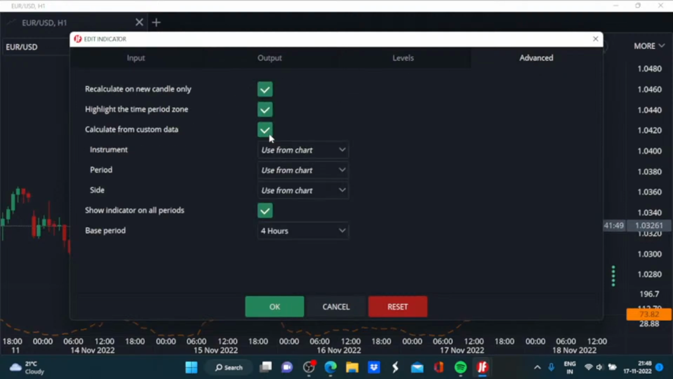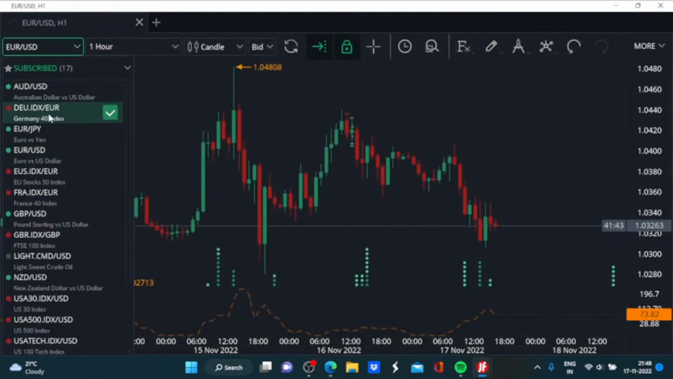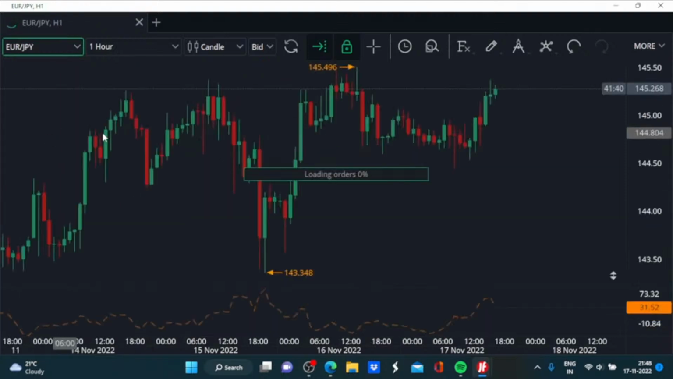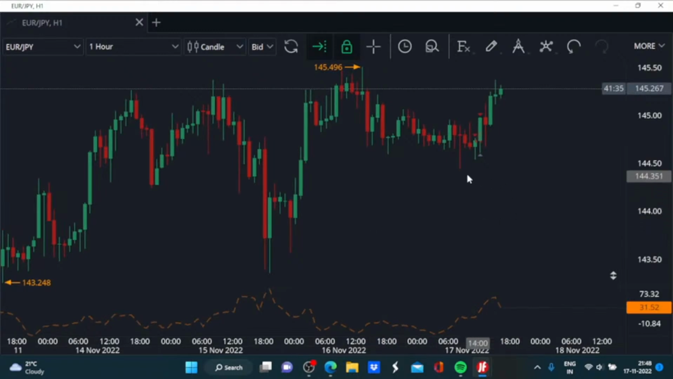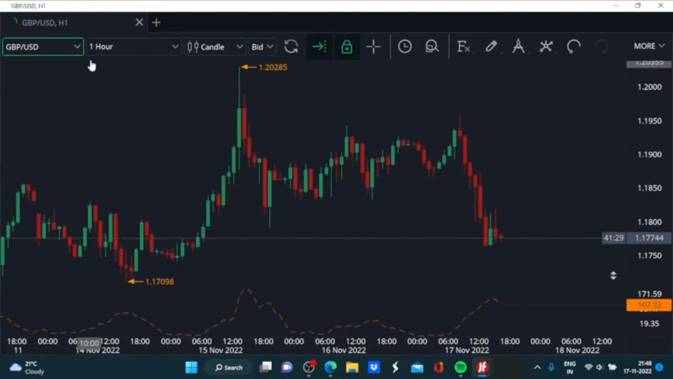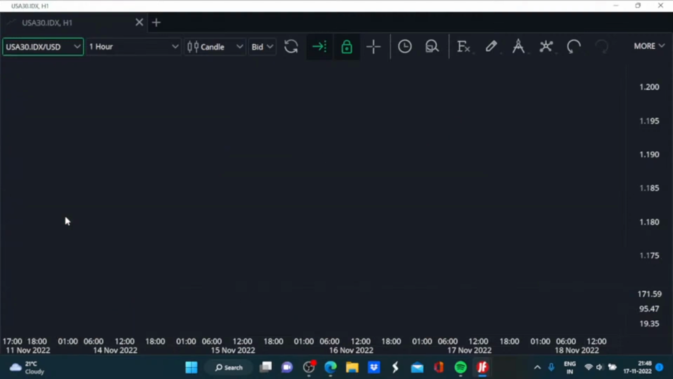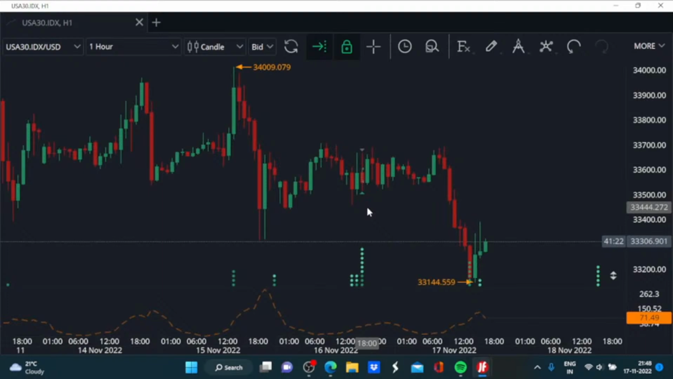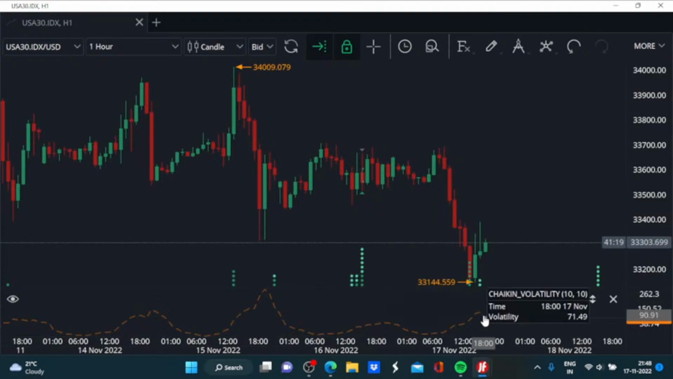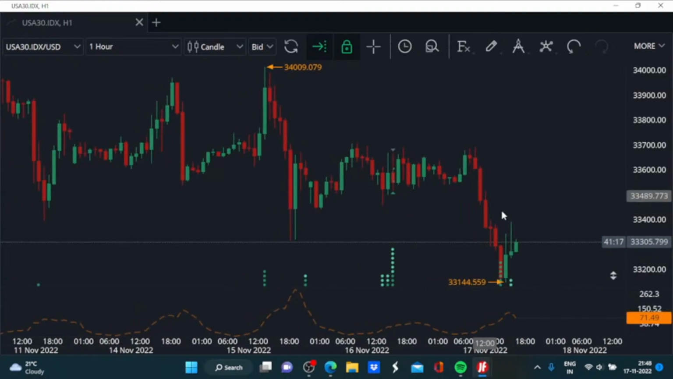Calculate from custom data. You can customize the calculation further. Instrument can be used from the chart, so whichever instrument you are using for figuring out the trading opportunities, that instrument can have this indicator. So whenever you change the instrument to any currency, commodity, stock, index, any of the instruments as per your choice, you can rely on this indicator to give you a good idea of the prevalent volatility.